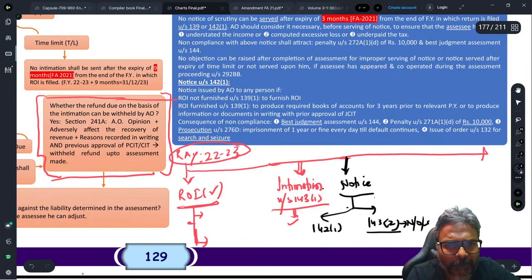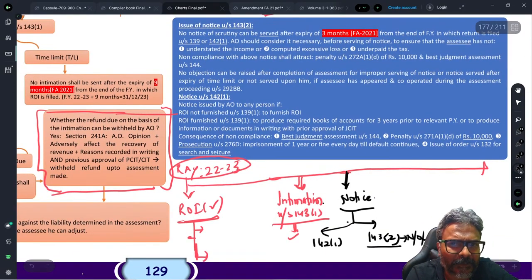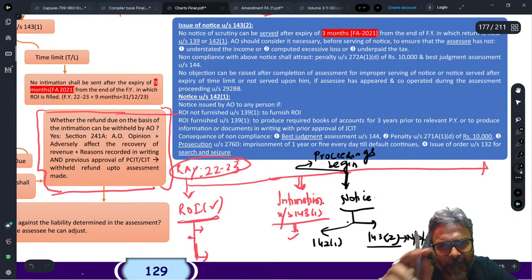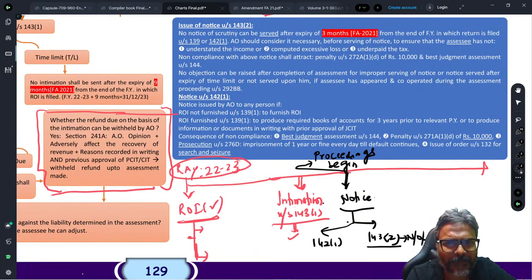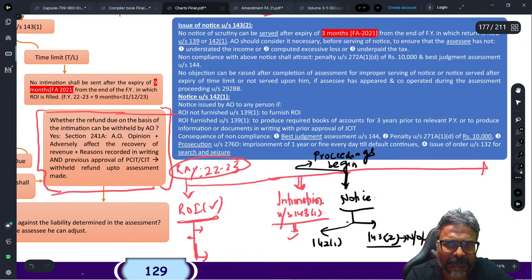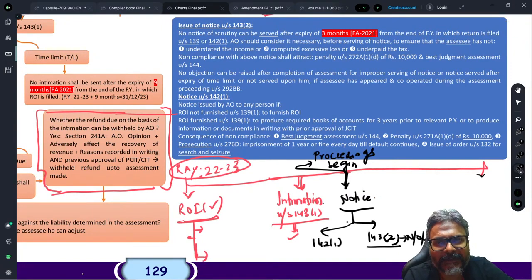But my main point of discussion here is that the moment the notice is given to you, the assessment proceedings will begin. The moment the notices are given to you, the proceedings will start on you, students. And if something has been started on you, the same will also be ended. So the proceeding begins on the notice being sent. And how is the proceeding over? The proceeding is over on the passing of the order.